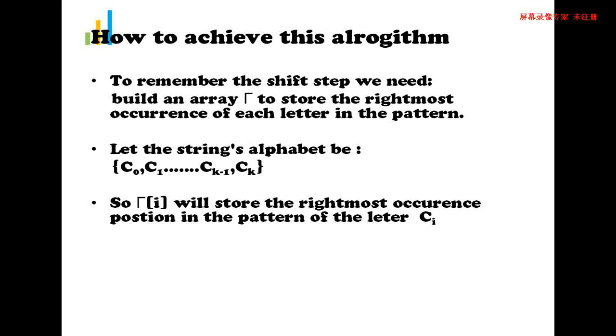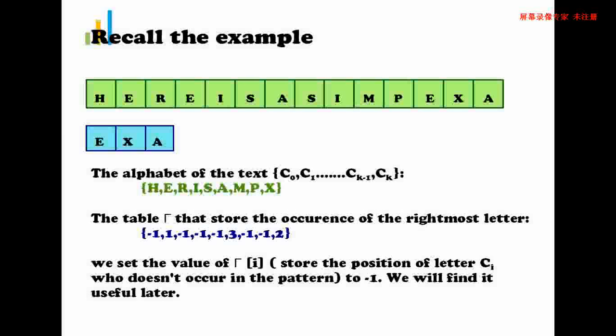You may be a little bit confused now, so I'm going to show you how this actually works in an example. This is the one that I have shown you before, right? So the alphabet of this text is HERSAMPX. And the table that stores the rightmost occurrence of each letter is shown here.